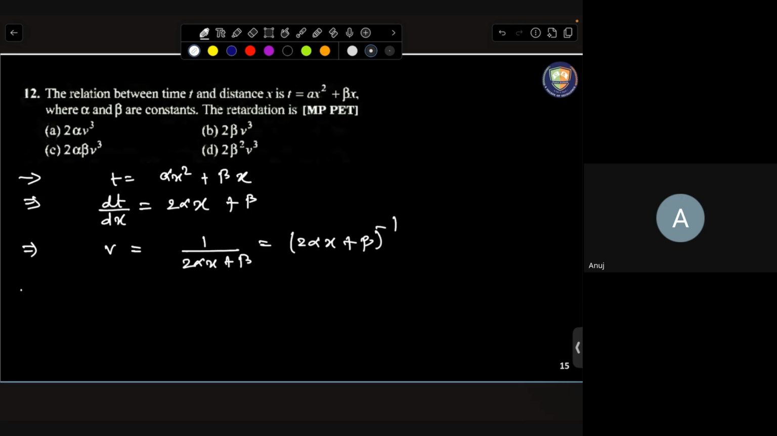Now, we also know that acceleration is equal to v dv by dx. Correct? See, this question is like a maths problem.